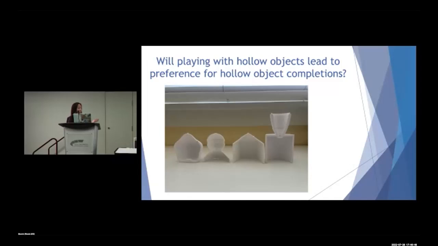But if you really play around with them and turn them around, you realize that they're actually hollow. We showed kids these different objects and told them to just play with them any way they liked for about a minute. And then afterwards, they go on to do the exact same task as I've shown earlier.